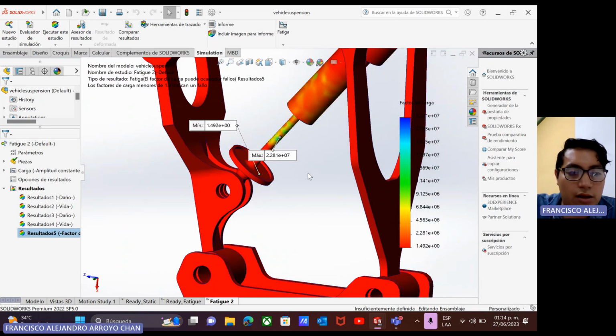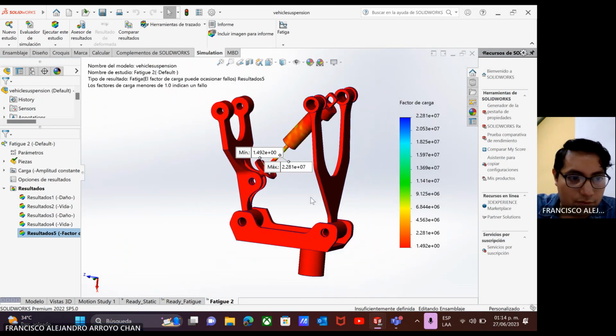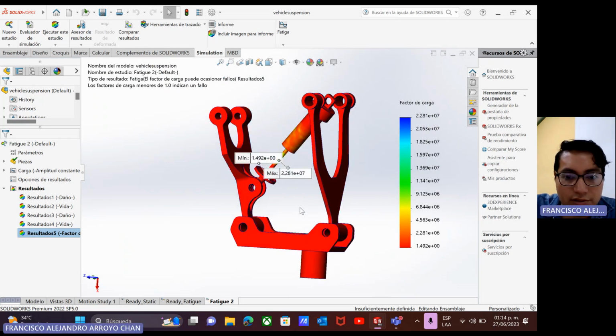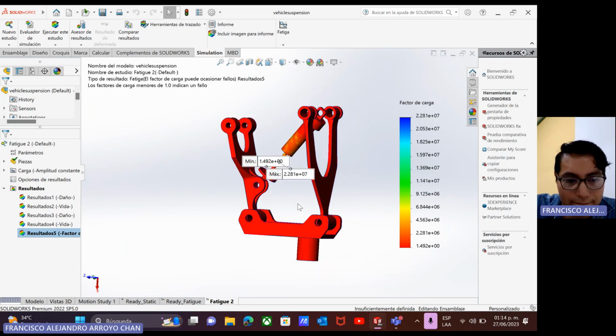And those points talk a lot about the structure of the parts. Well, these are the results of the second tutorial.